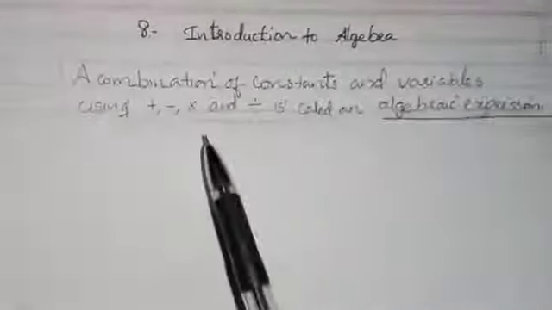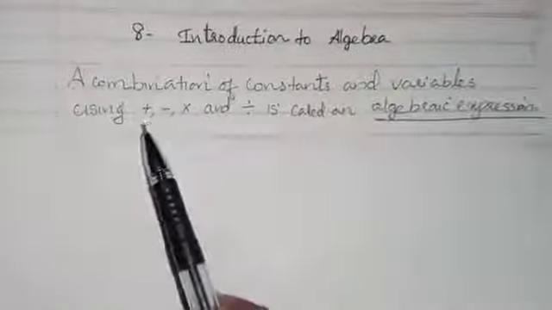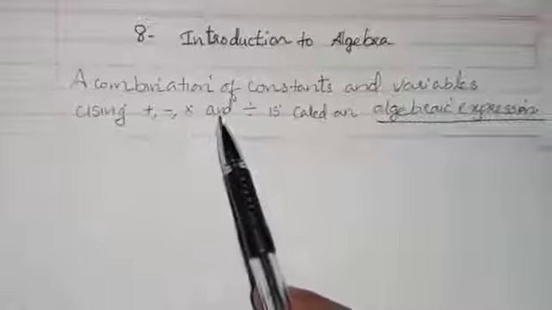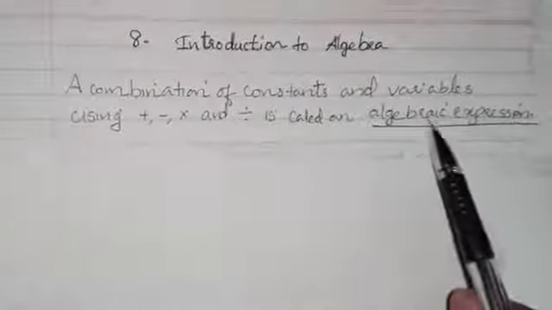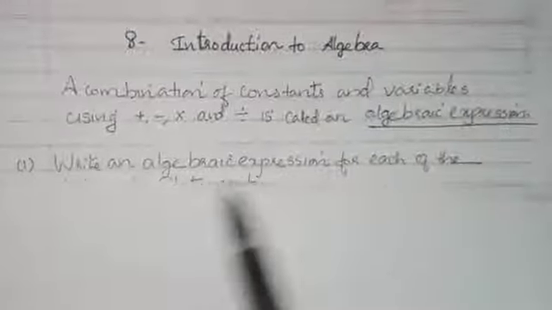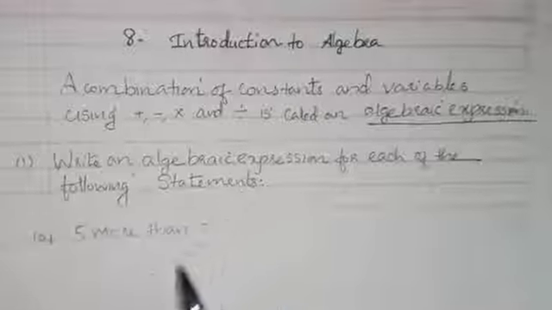Next, we shall revise the 8th chapter, Introduction to Algebra. A combination of constants and variables using plus, minus, into and division. So addition, subtraction, multiplication and division. It's called an algebraic expression. Write an algebraic expression for each of the following statements.